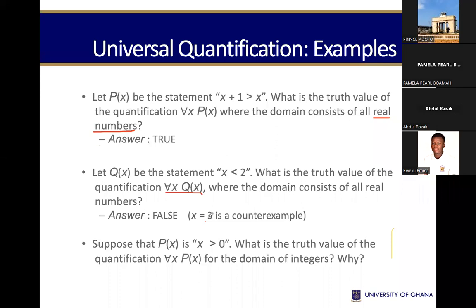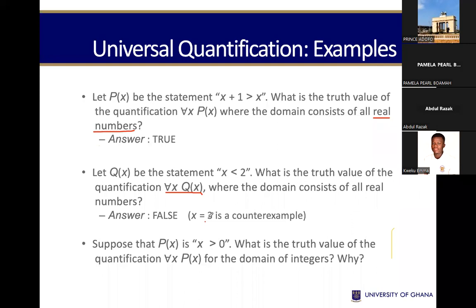Now let's look at the last example and see something. Suppose that P of x is x greater than 0. What is the truth value of the quantification for all x P of x for the domain of integers? Remember, now we have moved away from real numbers, we are in integers. Can it be true or can it be false? I don't know.